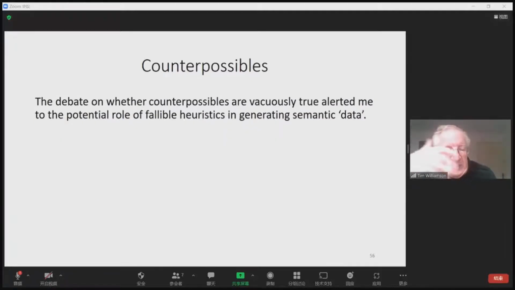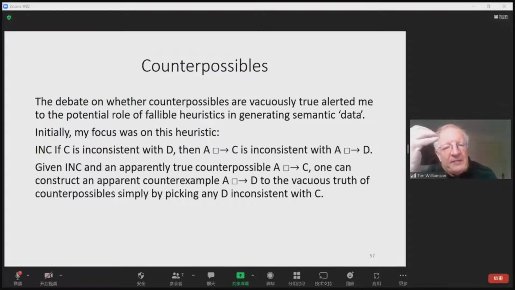So just going back to how my own thinking about these matters developed, the debate on whether counterpossibles are vacuously true alerted me to the potential role of fallible heuristics in generating semantic data in some sense. So it seemed to me that the reason people were coming up with these judgments, I explained that initially by a much more specific heuristic: that if C is inconsistent with D, then 'if A were the case, C would be the case' is inconsistent with 'if A were the case, D would be the case'. So this rule, which I've called INC, I was treating as the relevant heuristic, that we were using this rule.